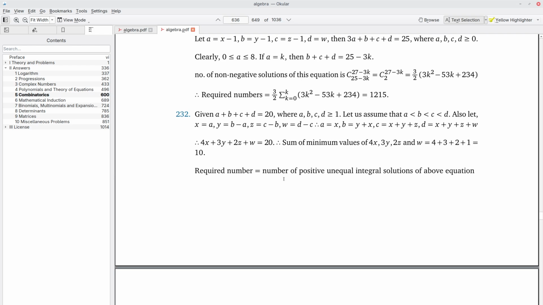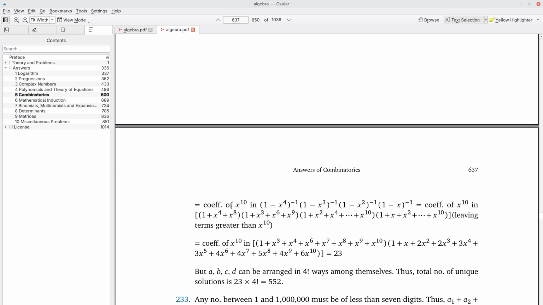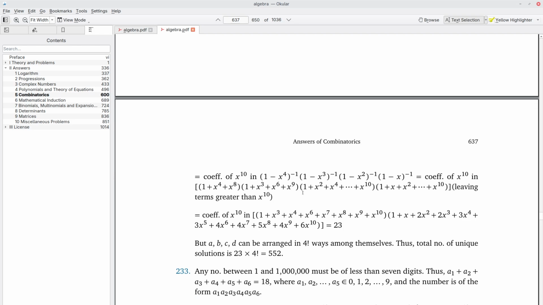Now the required number is the number of positive unequal integral solutions of the above equation, which is equal to the coefficient of x to the power 10 in (1 - x⁴)⁻¹ (1 - x³)⁻¹ (1 - x²)⁻¹ (1 - x)⁻¹. Now after this, we just write the expansion using the multinomial theorem, or rather the expansion of the binomial theorem for negative indices. And we arrive at this, we ignore the coefficients of x which are greater than 10, and we arrive at the solution as 23.